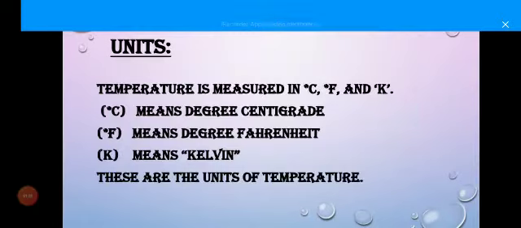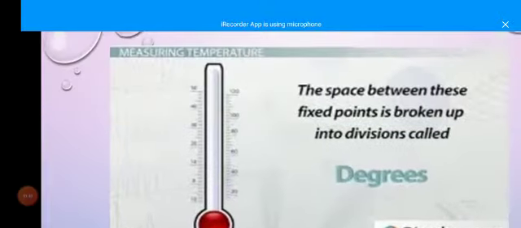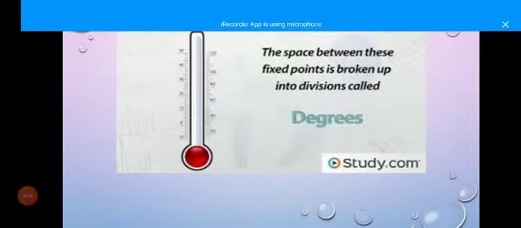Unit. Temperature is measured in degrees Celsius, degrees Fahrenheit and Kelvin. Celsius means degree centigrade. These are the units of temperature. Now the space between these fixed points is broken up into divisions called degrees. You are able to see these lines; this stem is divided into degrees.